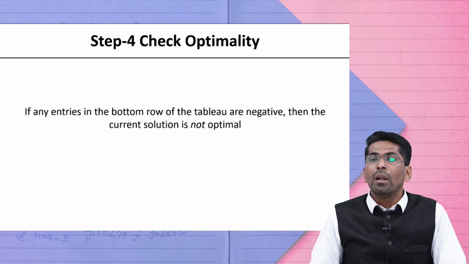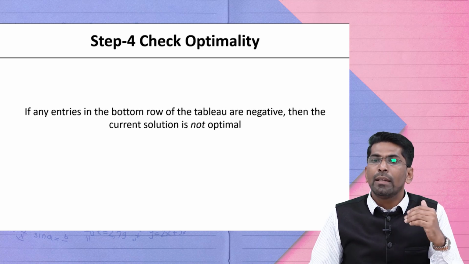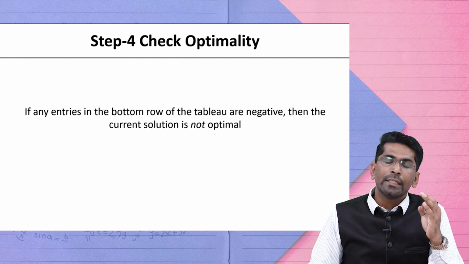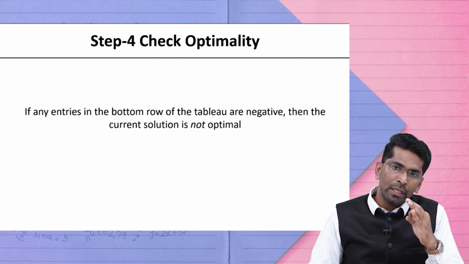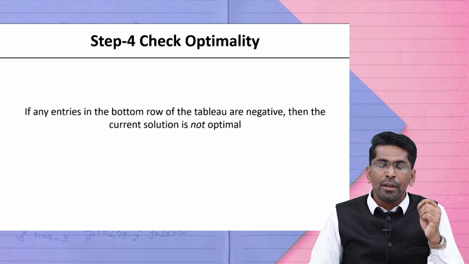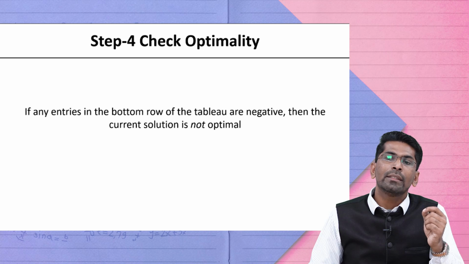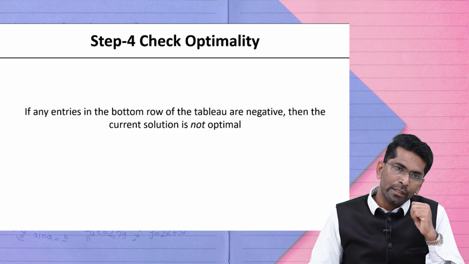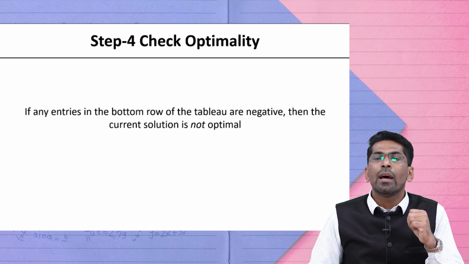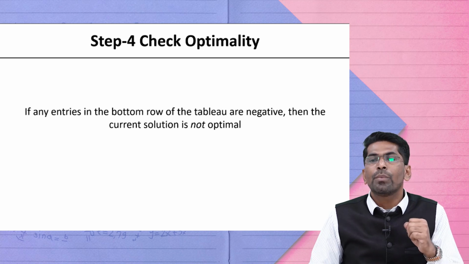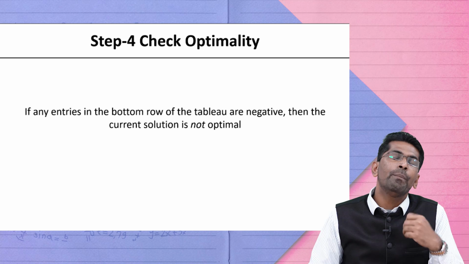That is, if all the values in the last row of the given tableau, the objective row, are non-negative, which means they must be greater than or equal to 0, then we can say that the solution is optimal. But if a value in the objective row is less than 0, it means that the solution has not reached its optimal value. Our current solution is to be improved, and the simplex method proceeds to pivot towards a better solution.